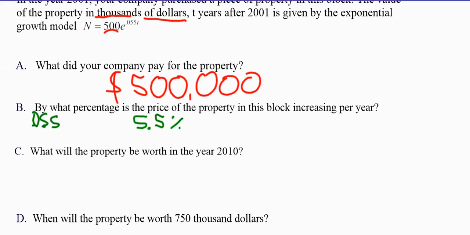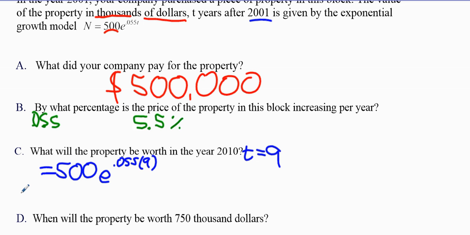What will the property be worth in the year 2010? So since we are starting in the year 2001, 2010 is 9 years later, so we're going to do t equals 9. Just plug in 9 for t. So that's 500 e to the 0.055 times 9. And that's just a calculator work from there.